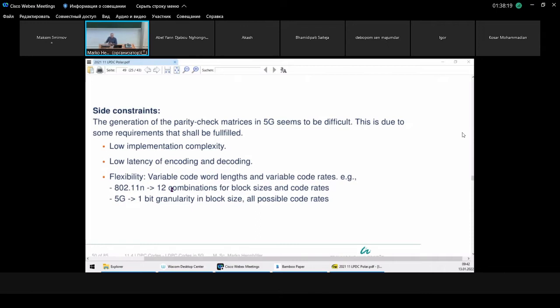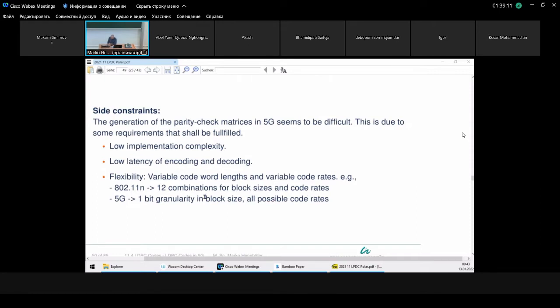So I would like to be very flexible there when it comes to choosing a code word length and a certain code rate. Code rate you could also imagine as level of protection. So a smaller code rate, like 1/5, 1/7, means really many parity bits to protect my information bits, whereas a code rate towards 1 means only few parity bits for protection. So in wireless LAN, we have 12 combinations. In 5G, we actually have 1 bit granularity for the block size. So we can basically choose arbitrary length blocks, and we can use all possible code rates.